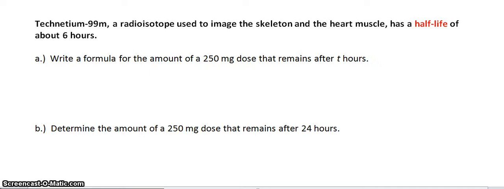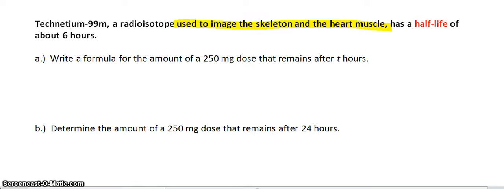So from my understanding, an isotope is like the same chemical element with different masses. Radioactive means that it's unstable. Okay, so radioisotope means radioactive isotope. And its use, well, it's talked about here. So it's used to image the skeleton and the heart muscles. So it's used to get a picture of what's inside of you.